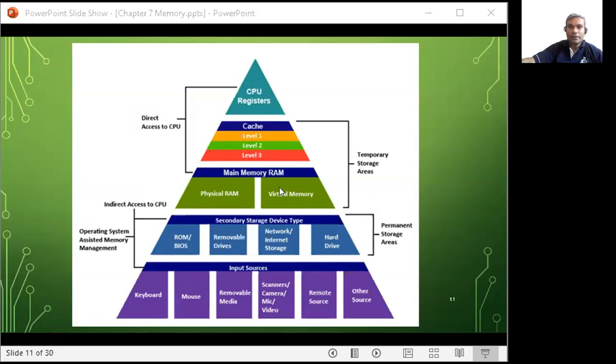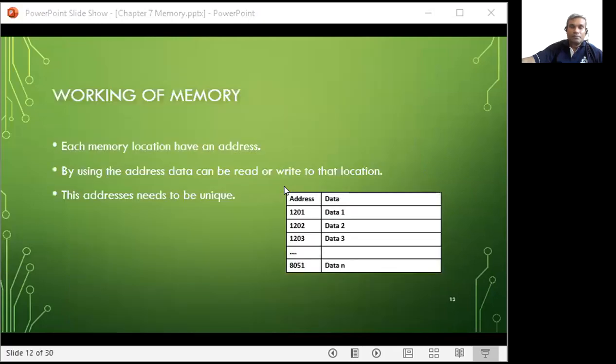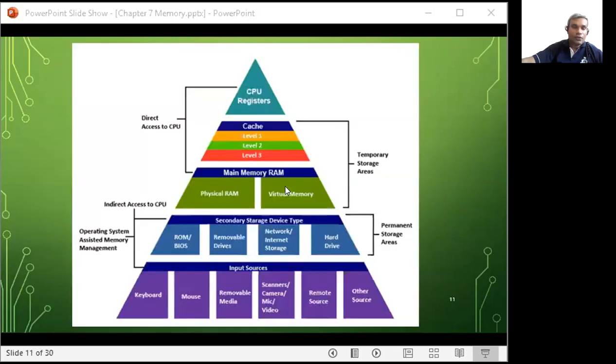We also have the physical RAM and the virtual memory. Virtual memory is basically, as I mentioned, an interface where uniform access is provided.